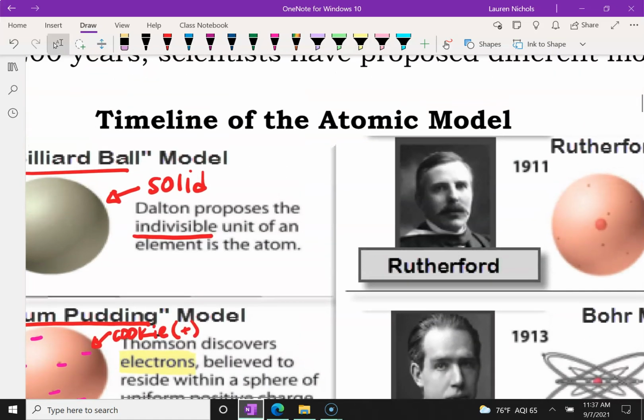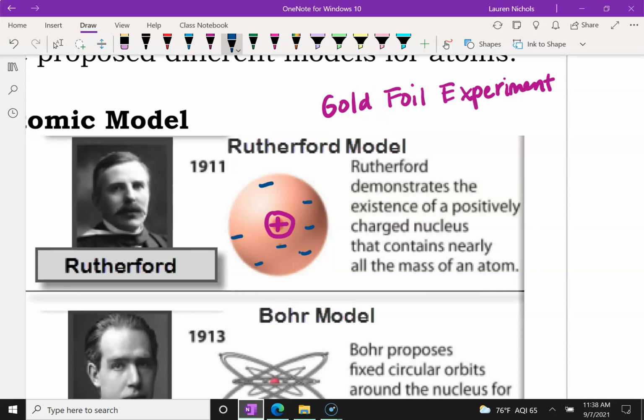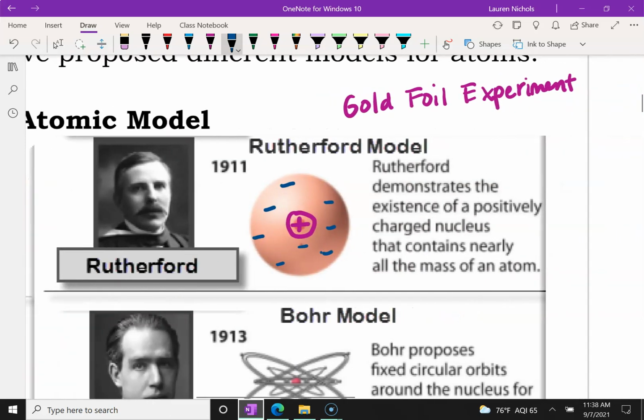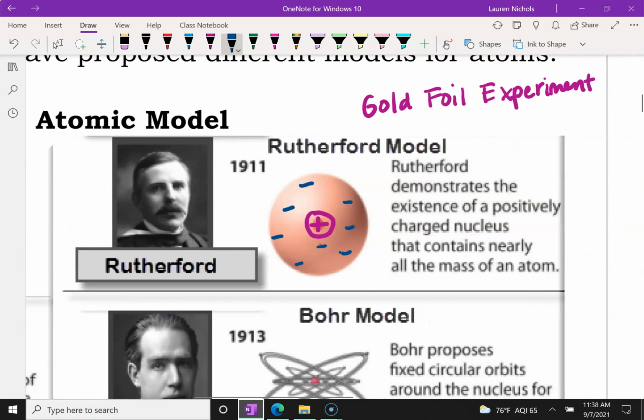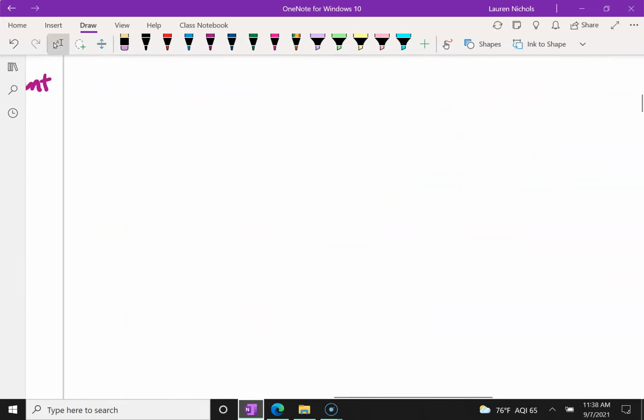And then a few years later, we get Ernest Rutherford, and he did an experiment called the gold foil experiment. It's very famous. Sorry if you could hear the bell there. This is the gold foil experiment, and he discovered the nucleus. At the center of the atom, there's a nucleus, which has a positive charge. And then we still have these electrons that Thomson had discovered. But the key thing here is that he discovered that the atom is not solid. It's mostly empty space, because this is kind of what his experiment looked like.